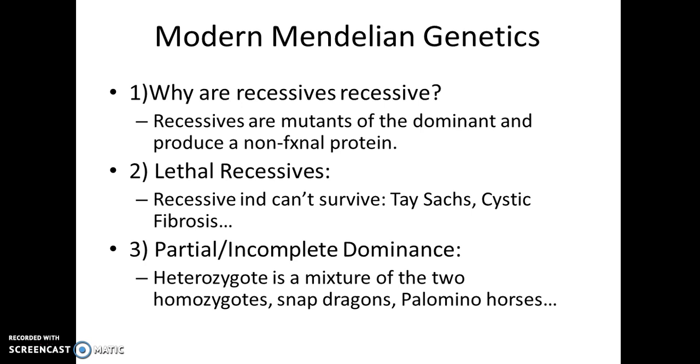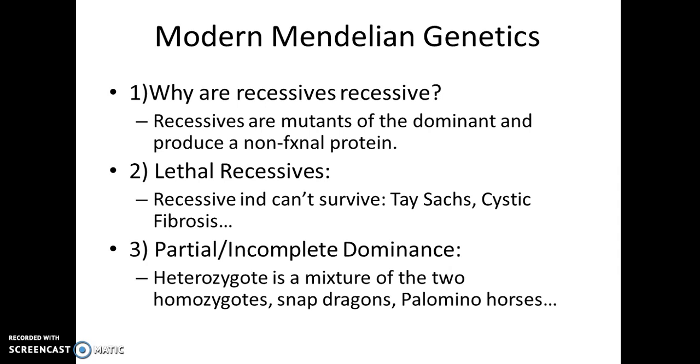So first, why are recessive genes recessive? Well, recessive genes are mutants of the dominant gene, and they produce a non-functional protein. That's why recessives are recessive, because the protein that they produce isn't the right shape. It doesn't have the right function.